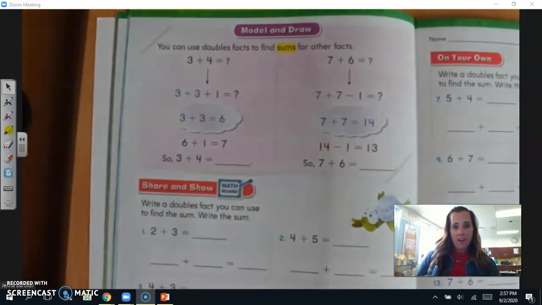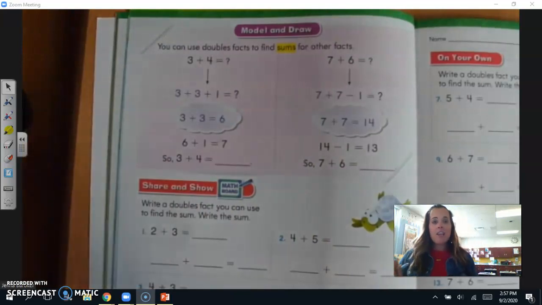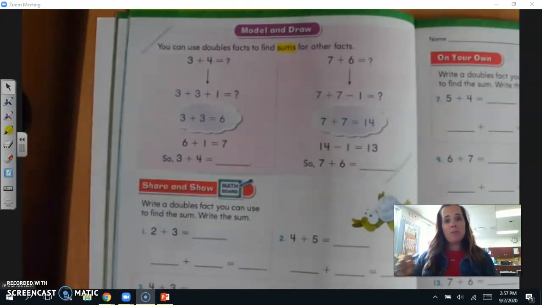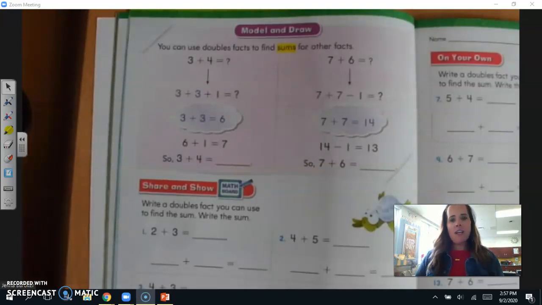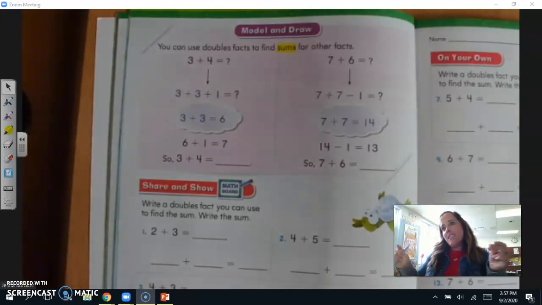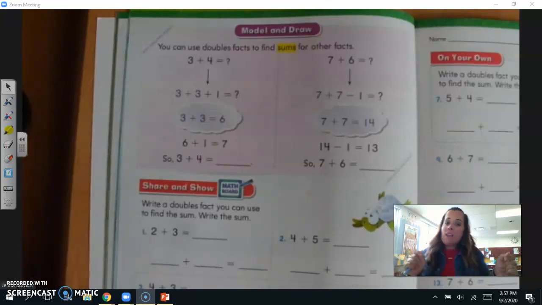So we're going to chant that a couple of times. Okay? The sum is an answer to an addition problem. You can hear that beat? Let's try it again. The sum is an answer to an addition problem. Say it with me. Ready? The sum is an answer to an addition problem.